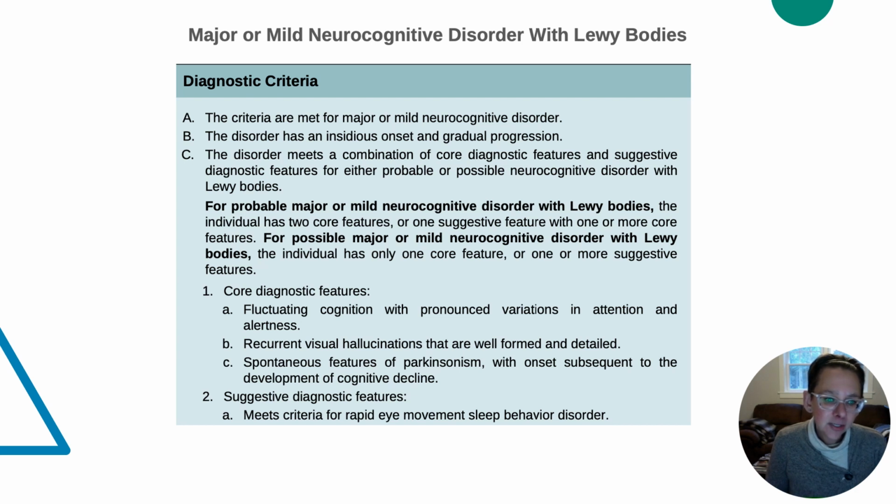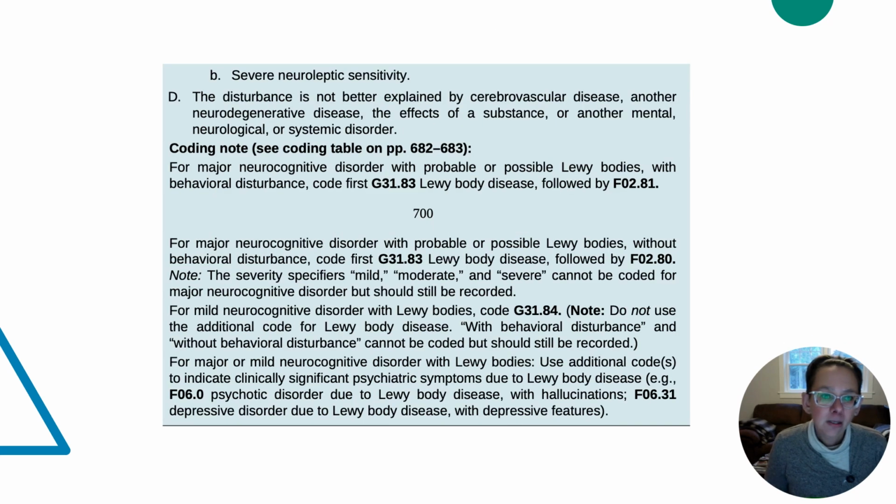Spontaneous features of Parkinsonism with onset subsequent to the development of cognitive decline. Suggestive diagnostic features, rapid eye movement sleep behavior disorder. I have a couple people with that, and I keep Lewy body in mind, especially if they say they've seen animals run by. And not explained by something else, and here's some coding stuff.